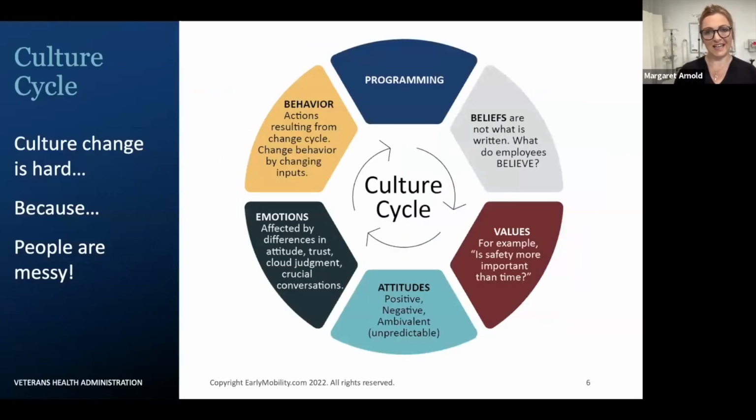Culture change is hard. We know this, you live it every day. Because why? People are messy. People bring all kinds of different things with them to the job they're doing today, their past experience, their beliefs, their values, their attitudes, their emotions. And all of these things affect our behavior.